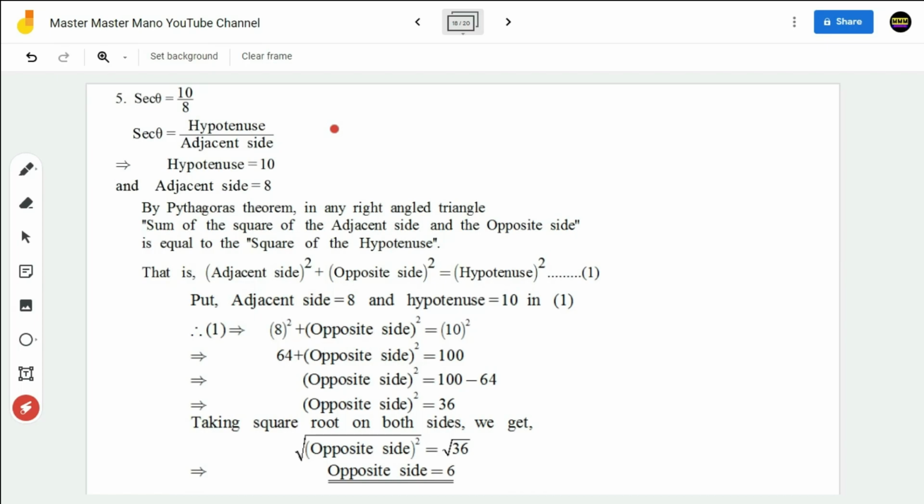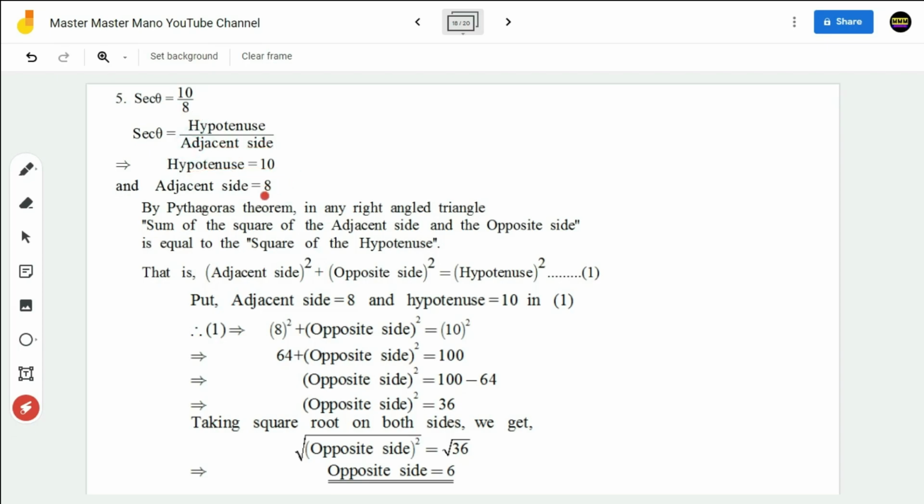Now we shall see the fifth problem. Secant theta equal to 10 by 8. For secant theta, the formula is hypotenuse by adjacent side. The numerator is hypotenuse and the denominator is the adjacent side. Hence, for the given problem, secant theta equal to 10 by 8, the numerator is 10, that is hypotenuse is 10, and the denominator adjacent side equal to 8.